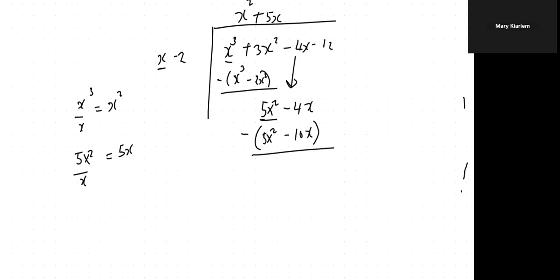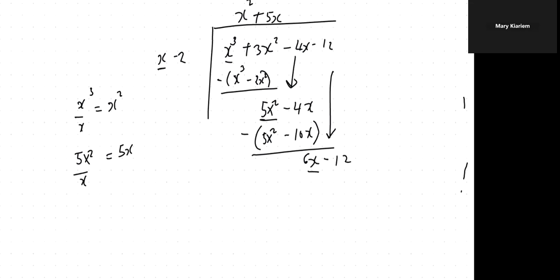5x squared minus 5x squared gives us 0. Then we have minus 4x minus minus 10x. That gives 6x. Then we have to drop the term that follows again, and that term is simply minus 12. And we repeat the procedure for the last time.